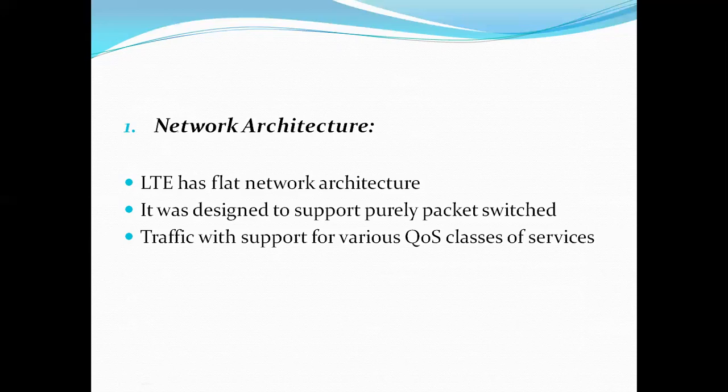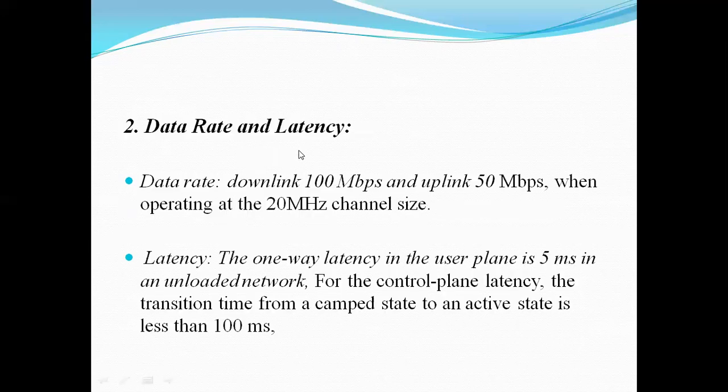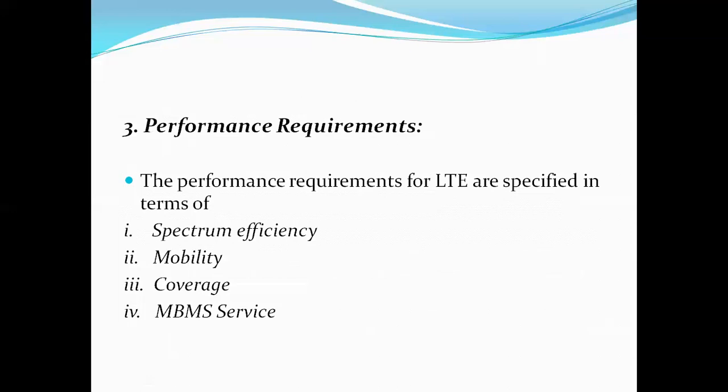The second one is data rate and latency. The design targets for downlink and uplink peak data rates for long-term evolution are 100 Mbps and 50 Mbps when operating at the 20 MHz frequency division duplex channel size. And the one-way latency in the user plane is 5 milliseconds in an unloaded network. For the control plane latency, the transition time from a camped state to an active state is less than 100 milliseconds.